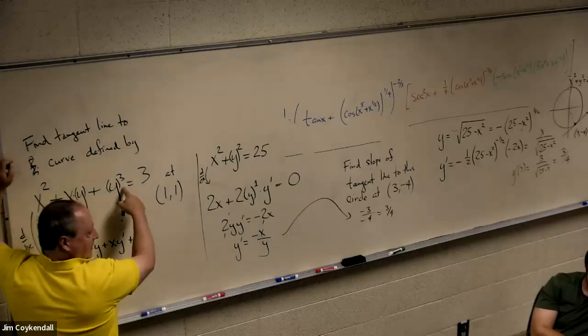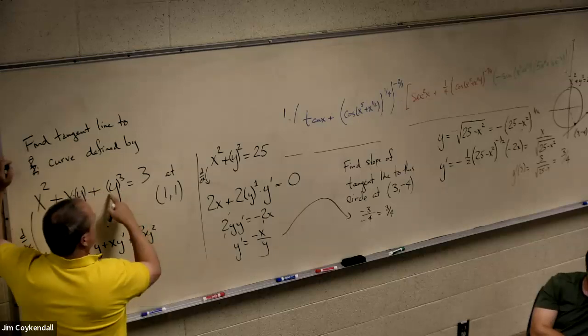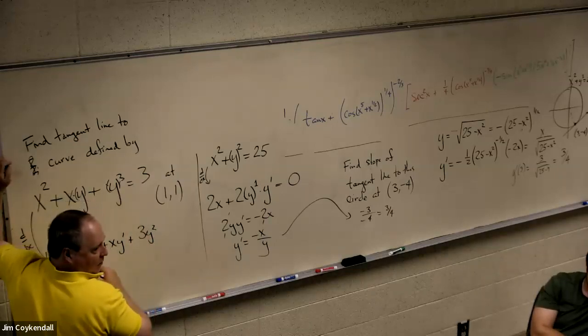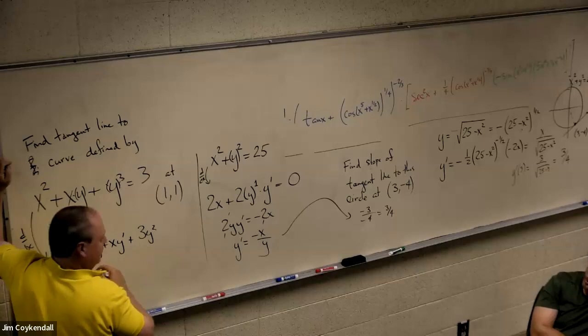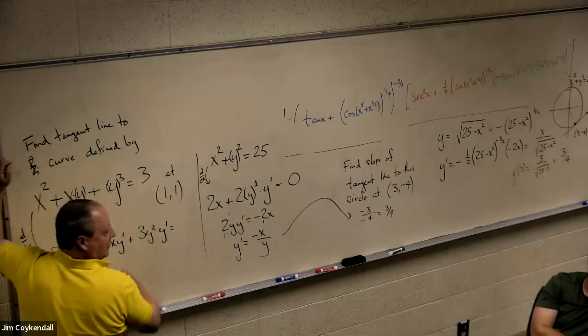What's the derivative of this thing? 3y squared. And am I done? I have to multiply that by the derivative of y, which is y prime. And what's the derivative of 3?